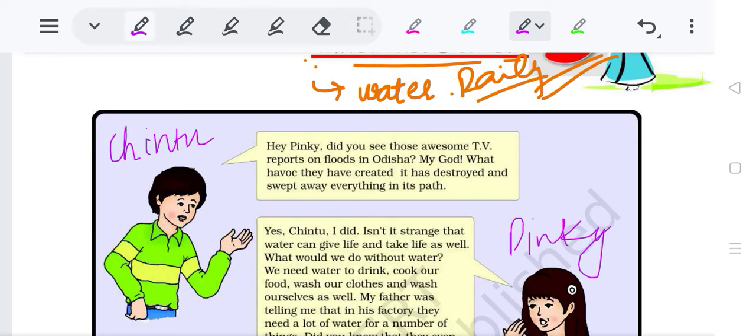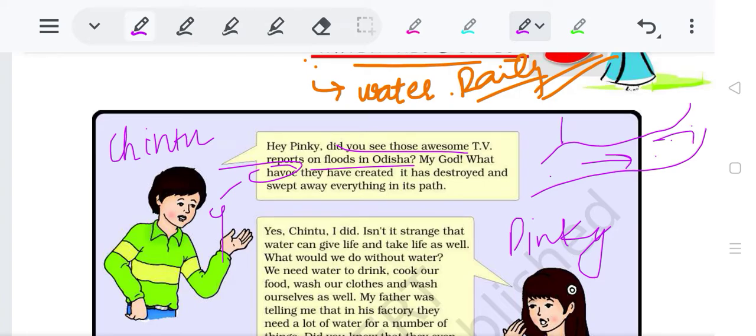So Chintu asked Pinky, "Did you see those awesome TV reports on floods in Odisha? My God, what havoc they have created!" Havoc means great confusion. It has destroyed and swept away everything in its path. We know that when there are floods, they sweep away everything. It doesn't leave behind houses. People don't have their livelihood.